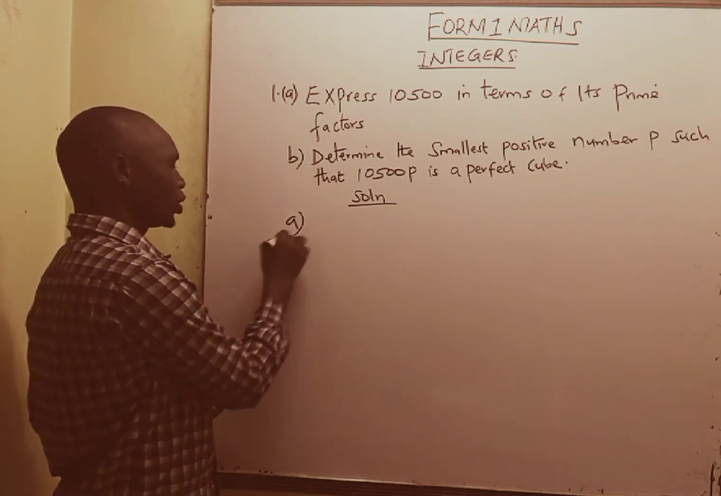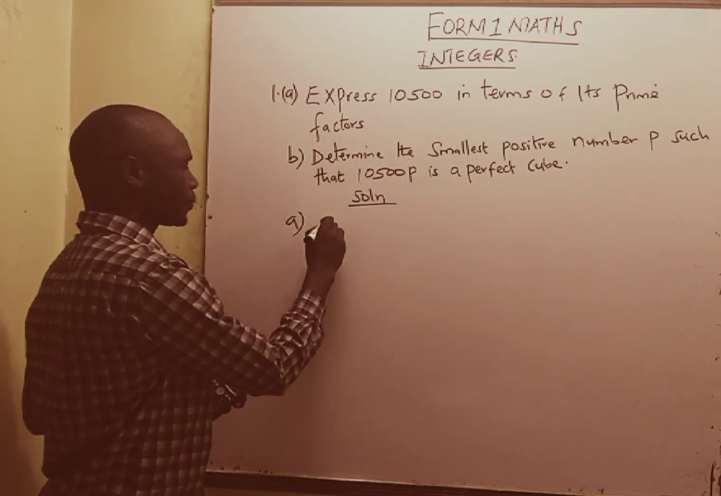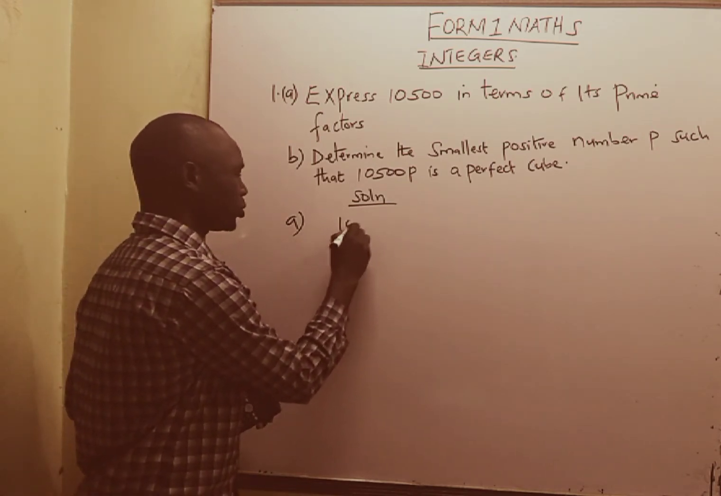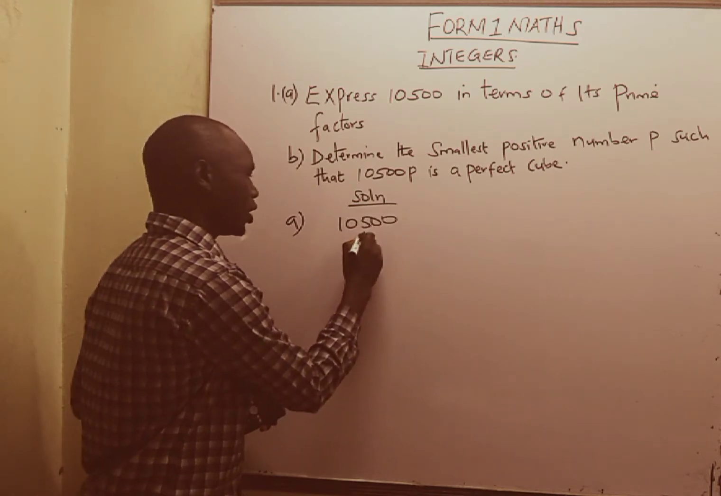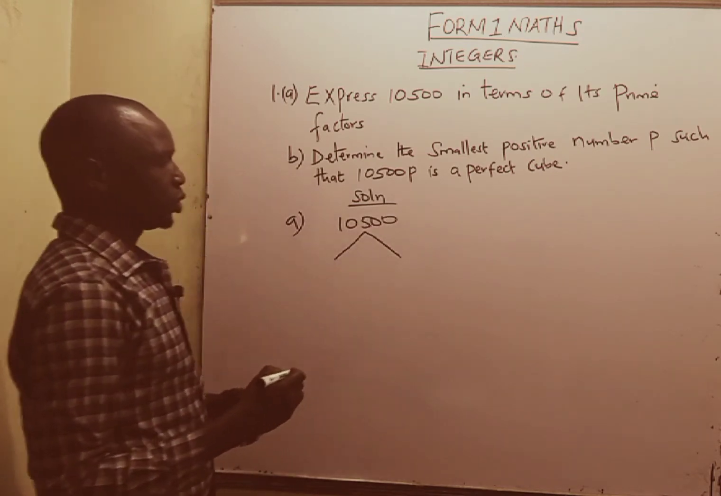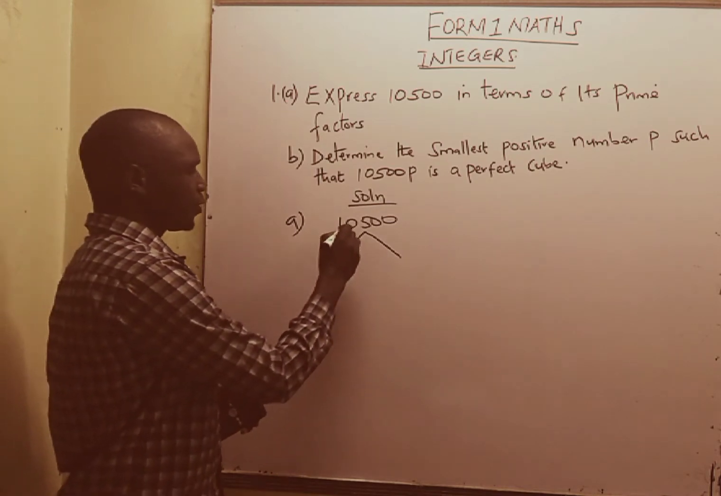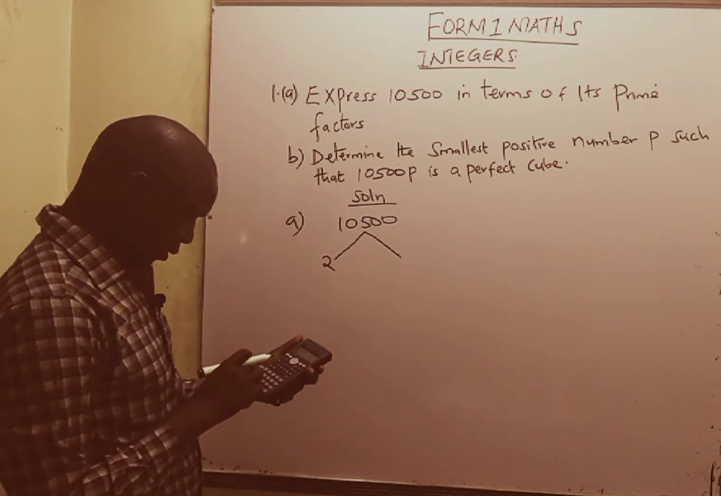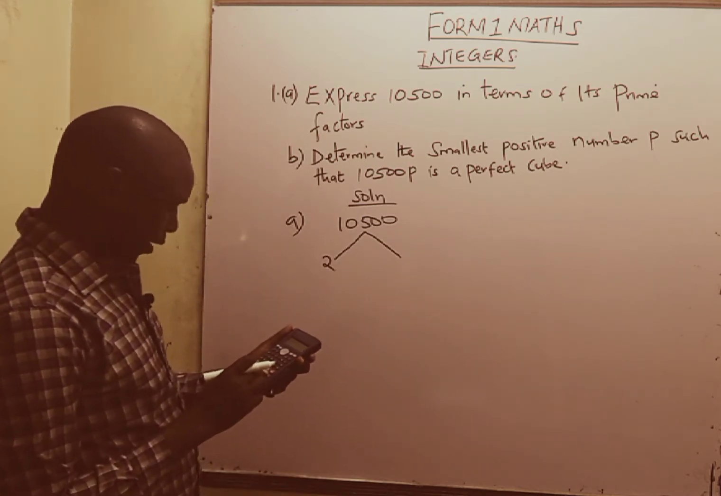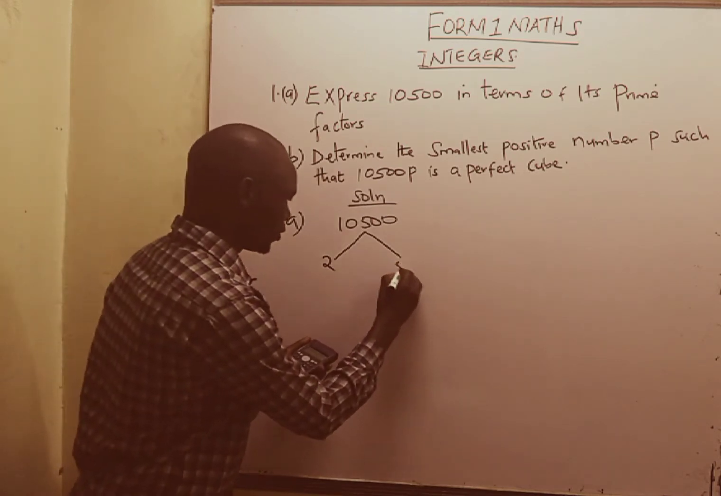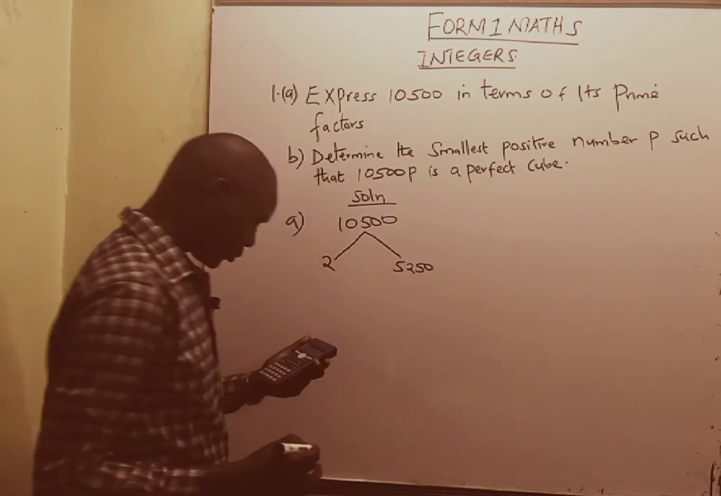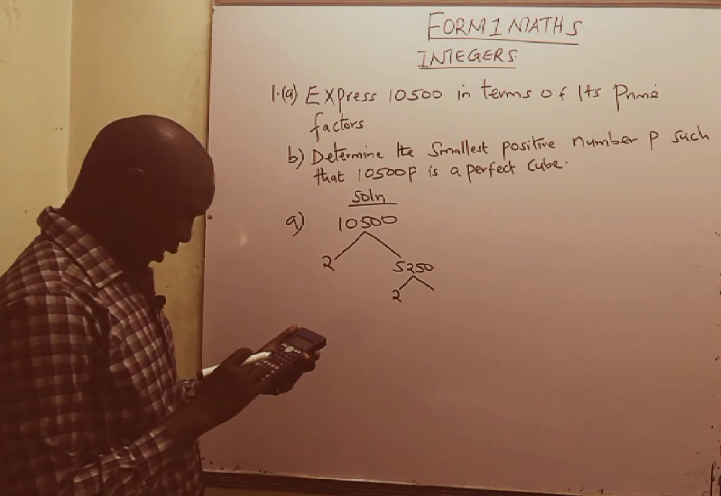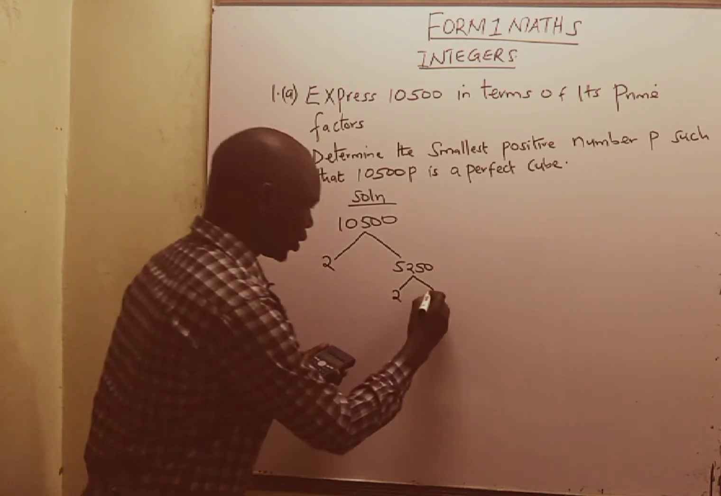Part A of the question requires us to express 10,500 in terms of its prime factors. To do that, we take 10,500 and divide it into its prime factors. The first prime factor we are going to use is 2. 2 divides 10,500. That is, 10,500 divided by 2 will give us 5250. And again 2 can divide this. 5250 divided by 2 gives 2625.